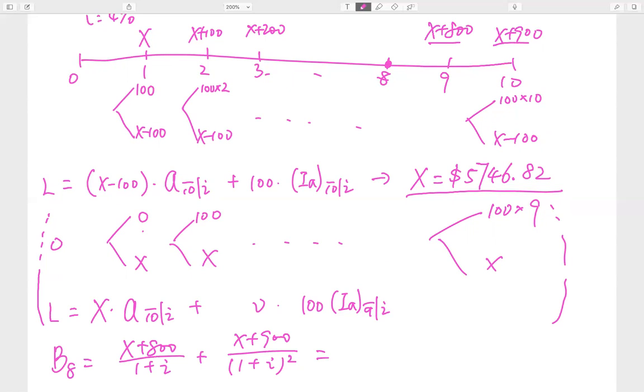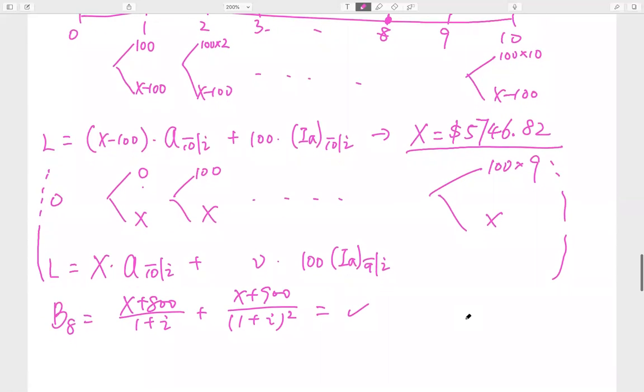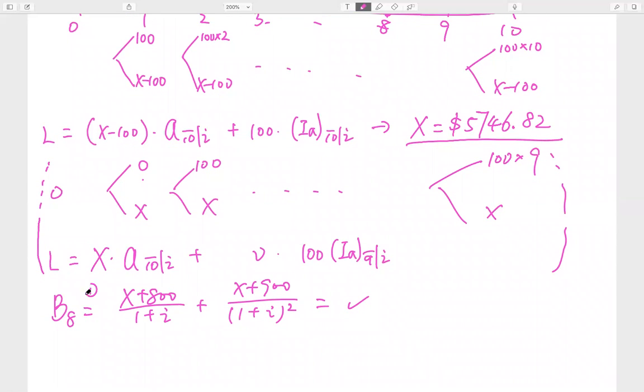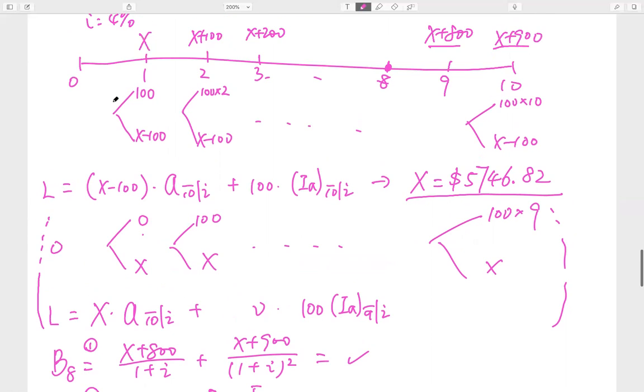You can also try to use retrospective. That's slightly more complicated in this question. Okay, this is the first method. How about the second? L is the original one. Okay, to time 8. This part is easy to handle. Okay, now I will need to calculate the future value or the accumulated value. Right, we can also do this.